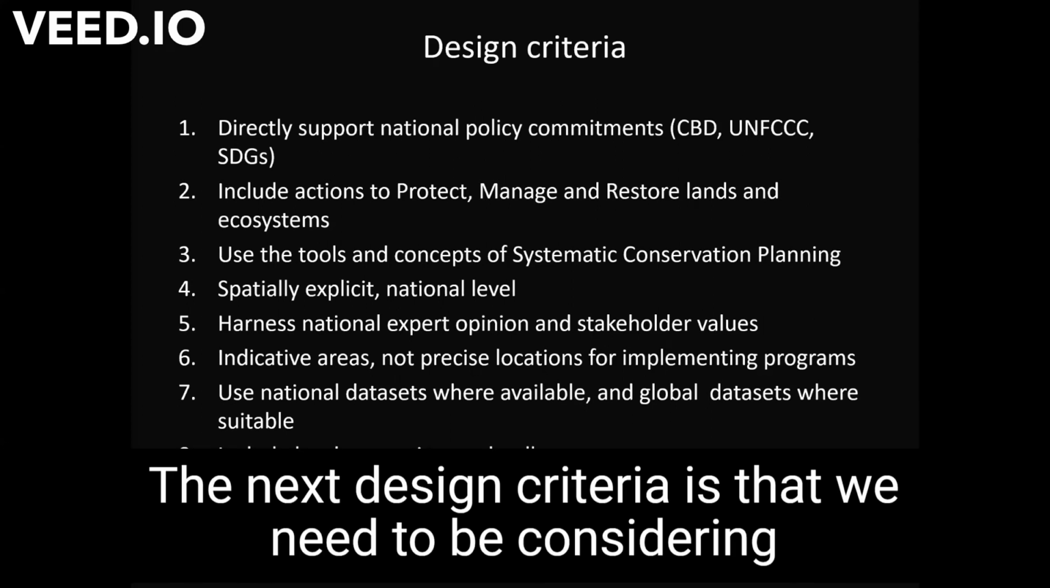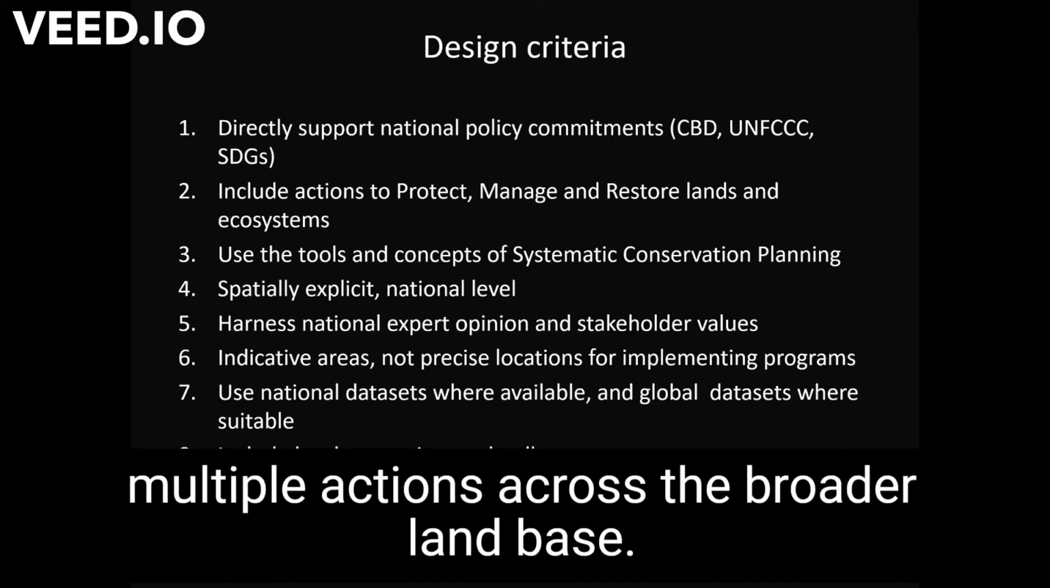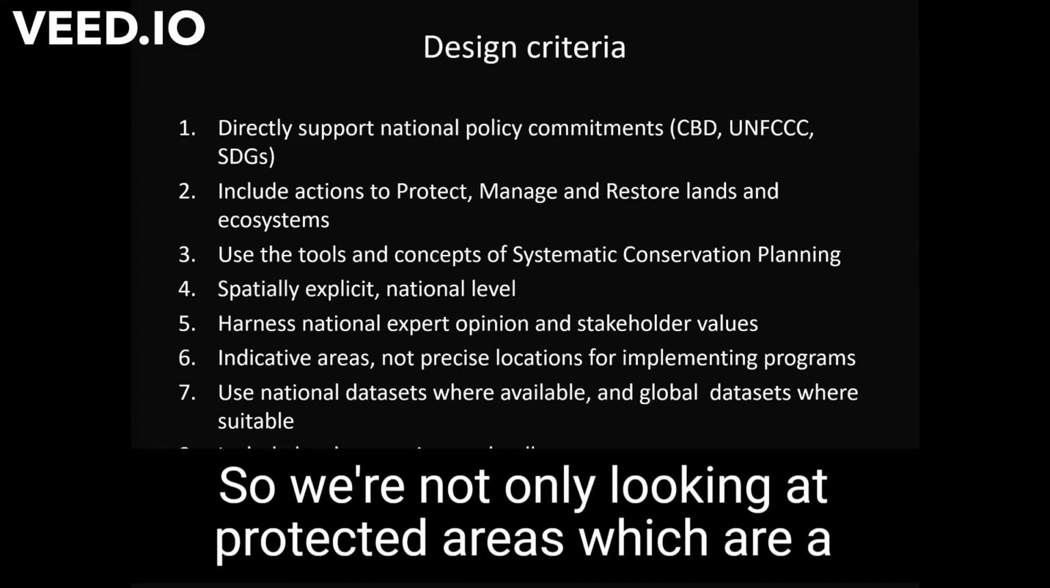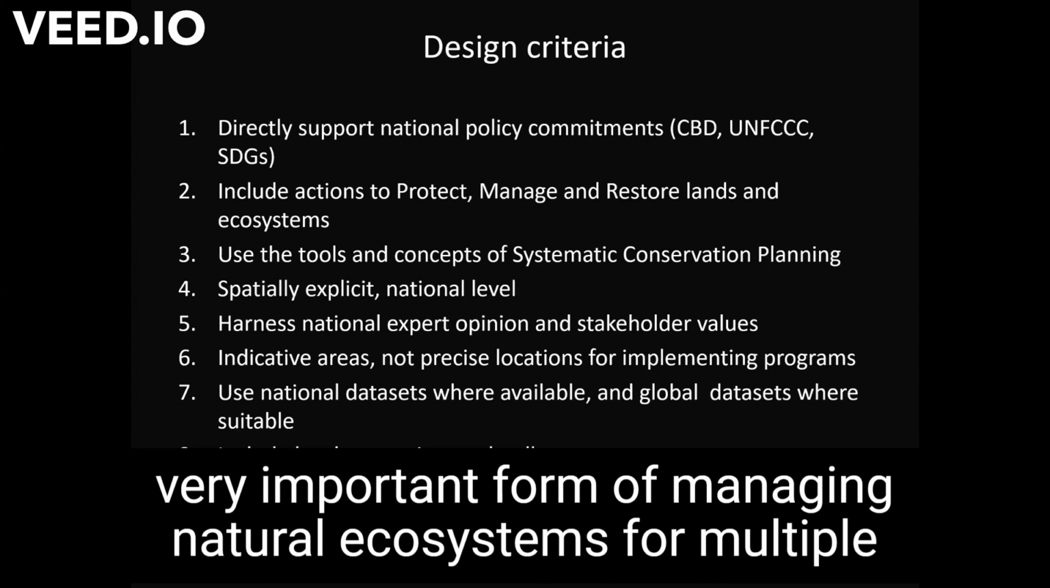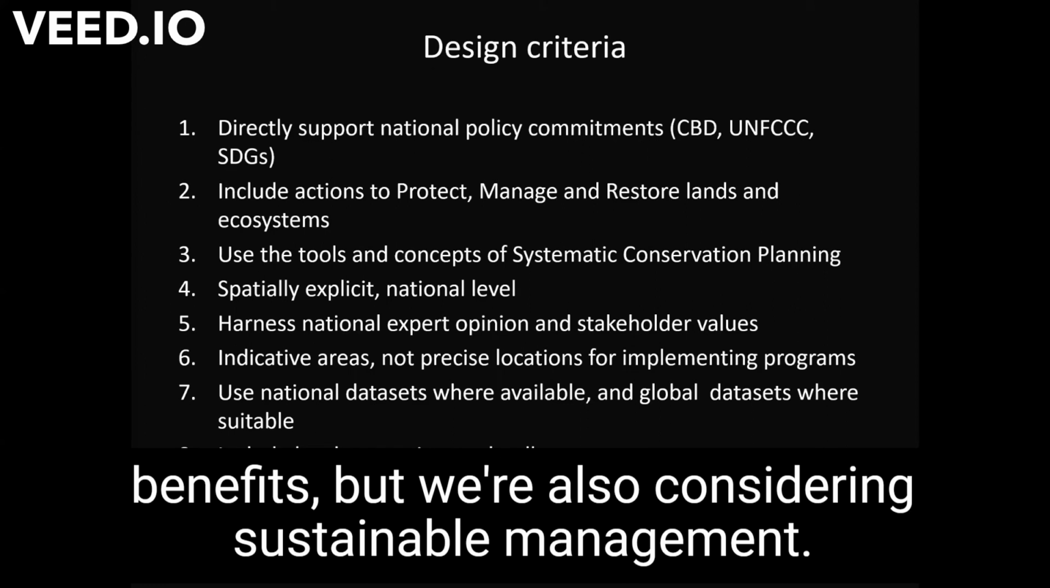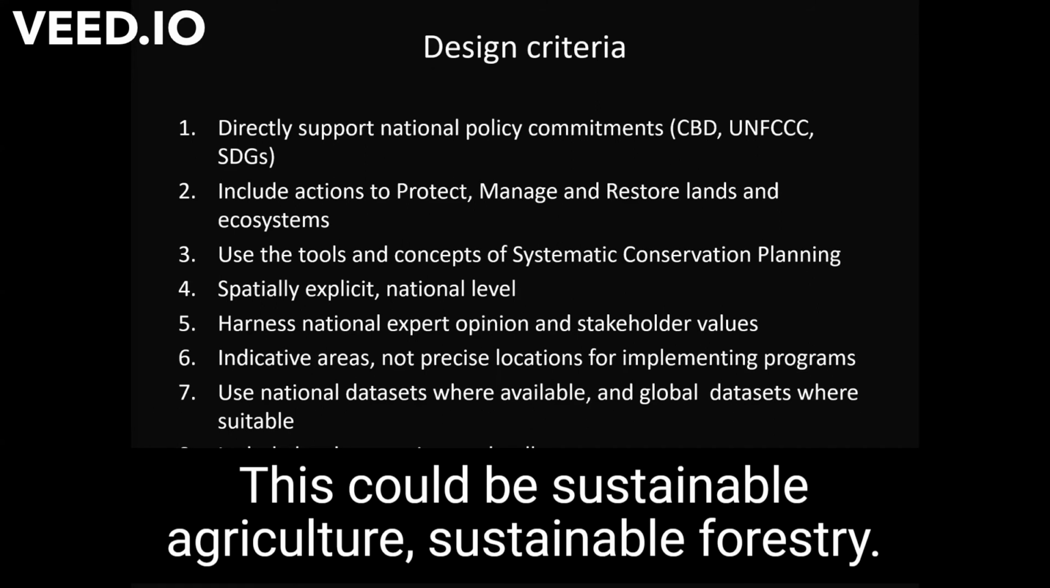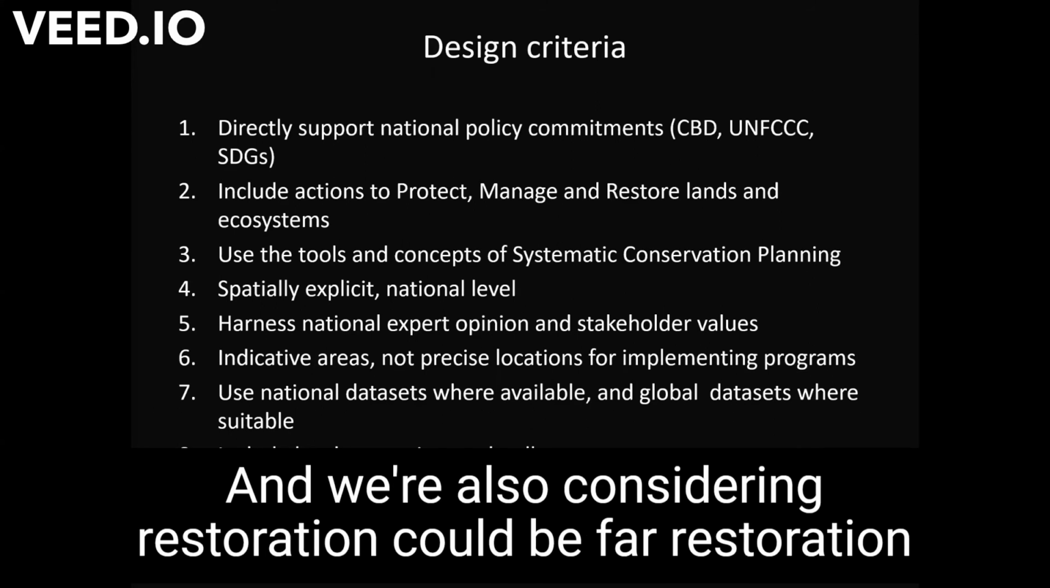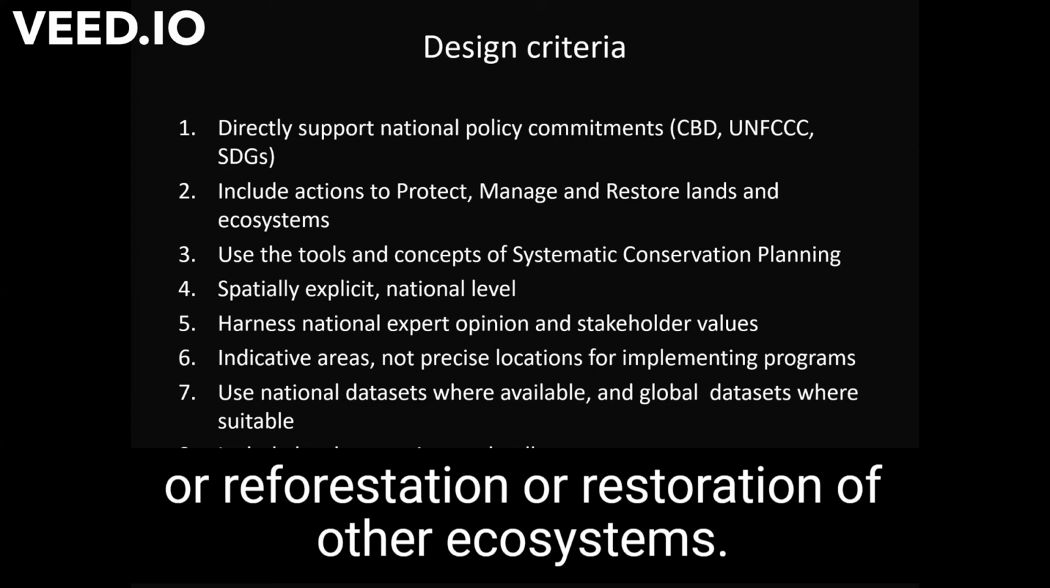The next design criteria is that we need to be considering multiple actions across the broader land base. So we're not only looking at protected areas, which are a very important form of managing natural ecosystems for multiple benefits, but we're also considering sustainable management. This could be sustainable agriculture, sustainable forestry, and we're also considering restoration. This could be forest restoration or reforestation or restoration of other ecosystems.